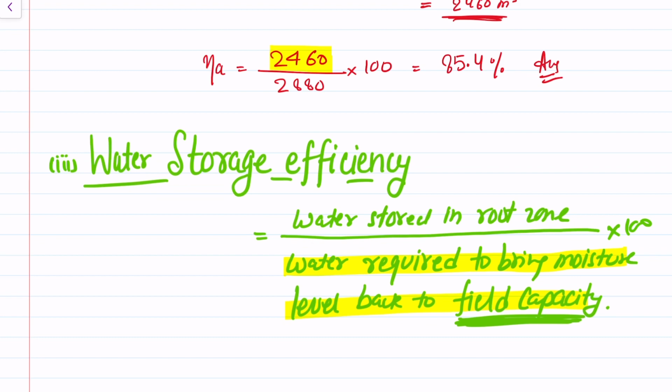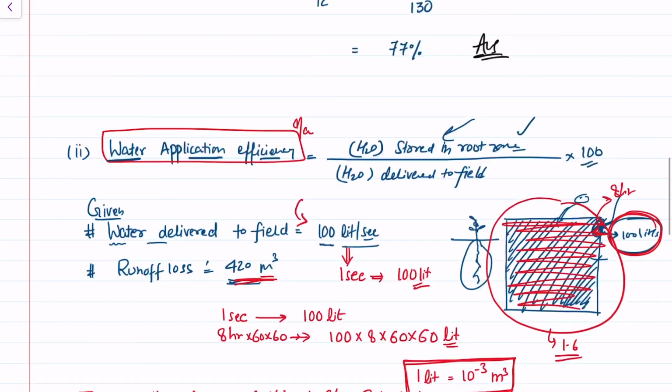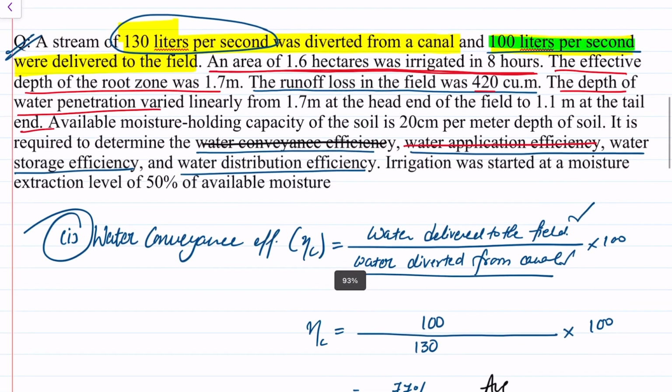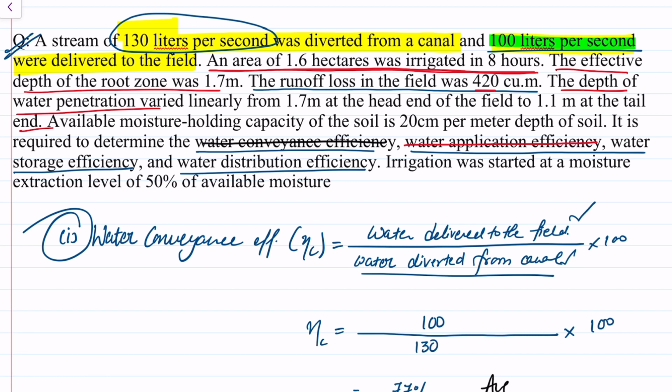So just again, pause the video. First of all, if those terms are not clear to you, reread those terms, understand them, look at the values that are given to us, and see how we can find out the moisture content required to bring the moisture content back to its field capacity. Pause the video, look into this, and try to solve it by yourself. If you encounter any doubt, then resume watching, and you can always ask in the comment section. I'm hoping that you have done the same.